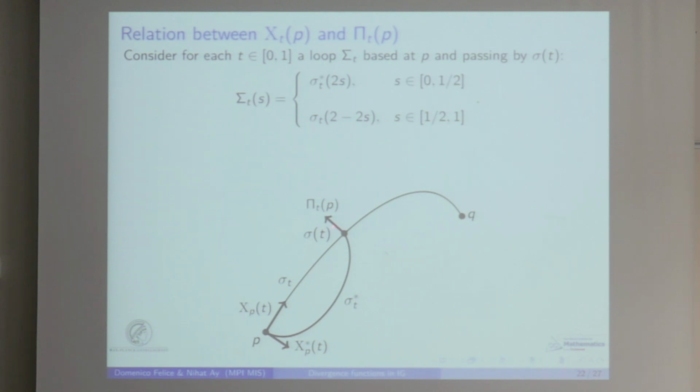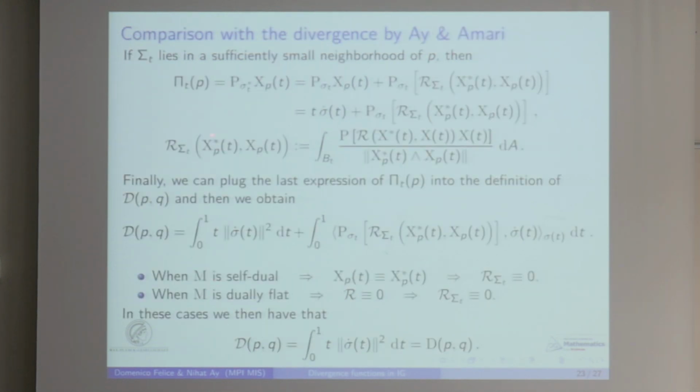So recall how this pi t is defined. You take this vector and you move along sigma star of t. The difference vector is defined by taking this vector and moving it along the nabla geodesic sigma t. So these two vectors are different. And this is the relation that connects them. This is the new vector, this is the old one, and they depend on the curvature.